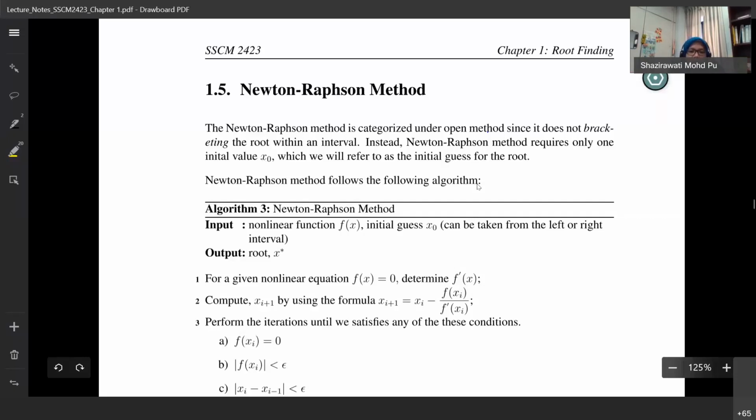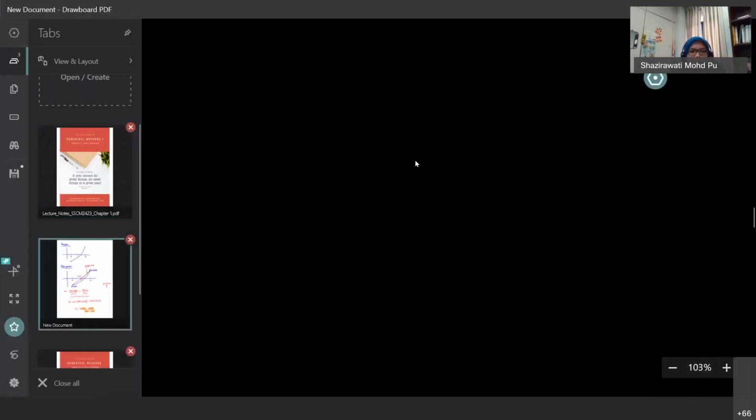All right, so before we go to the algorithm, let me brief you on the idea behind the Newton-Raphson method, compared to the bisection. So let us have a simple diagram.